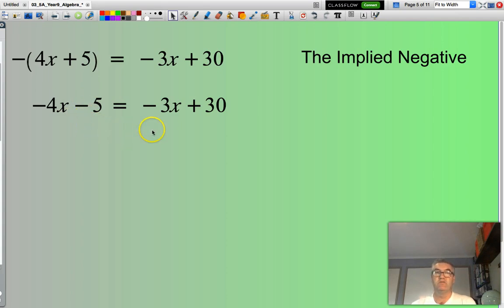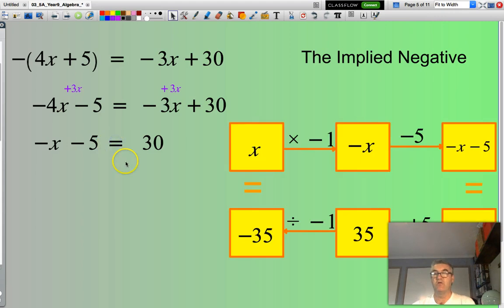Now, I need to eliminate the x's from one side of the equation. I like to choose the side with the least values of x, so that is this 3 here. The way that I eliminate the negative 3x is by adding 3x. If I add 3x to this side, I must add 3x to this side. By doing that, I'll end up with negative x over here minus 5 equals 30. This is the bit that I've eliminated.